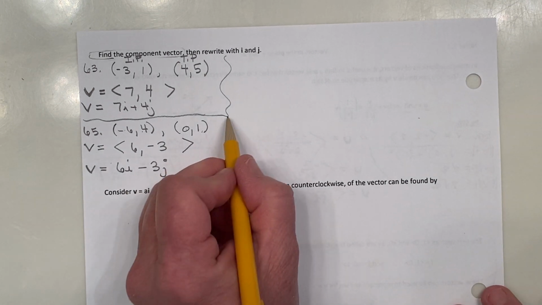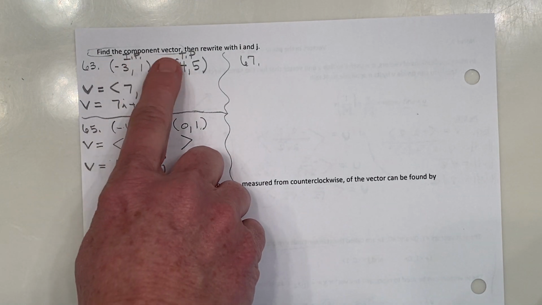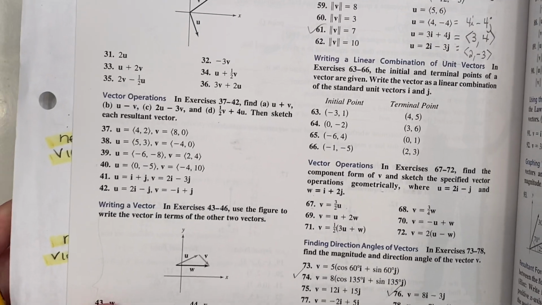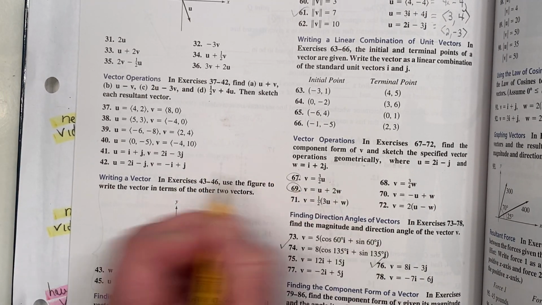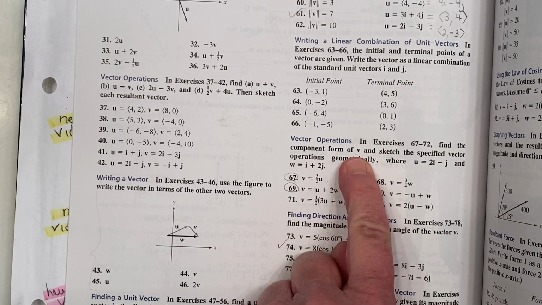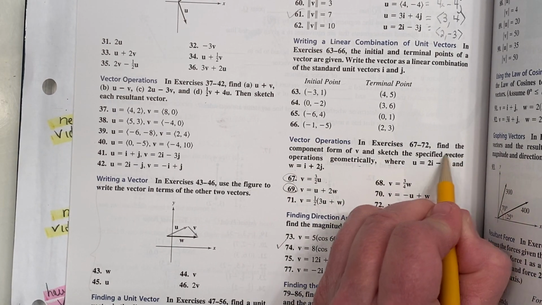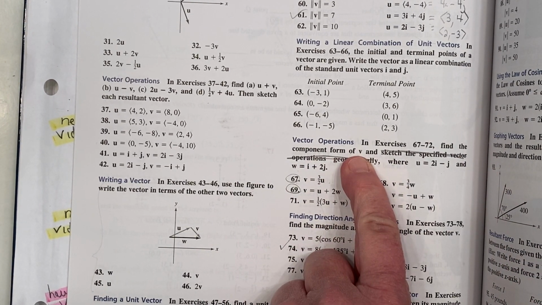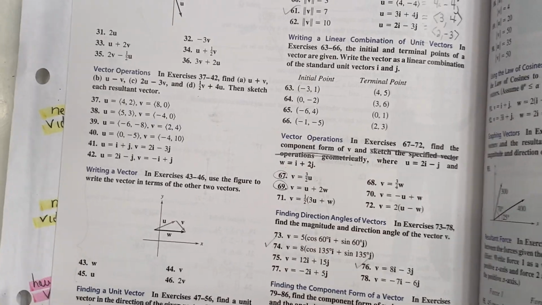Okay, we're going to change gears. We're going to do 67, which has different directions. All right, so combine the component vector, then rewrite with i and j. Let's look at what it says here without my writing it all down. We're going to do 67 and 69. It says find the component form. Oh yeah. So same directions. And sketch the specified vector. No, we're not doing that. We are not going to sketch geometrically. So we're going to find the component form of V, where U is 2i minus j and W is i plus 2j. All right, so let me get that down.